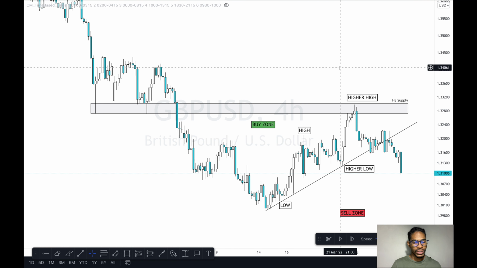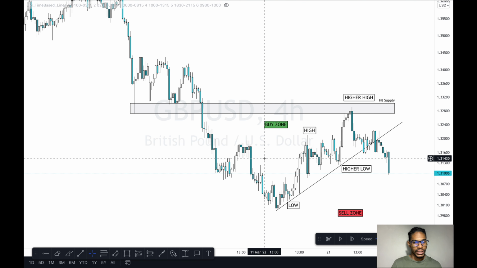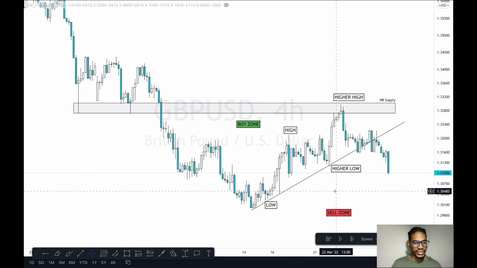Now yes, it is obvious that price is bullish on H4. However, bear in mind that we have retested higher time frame supply, which holds strength. So even though H4 was bullish, price retested higher time frame supply, which will bring price back down.